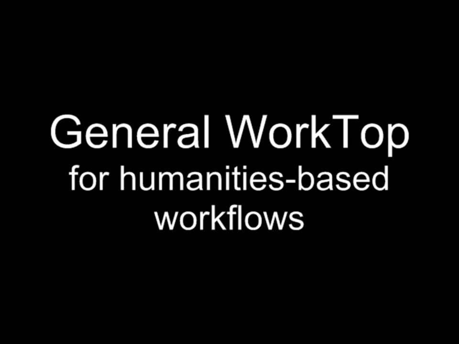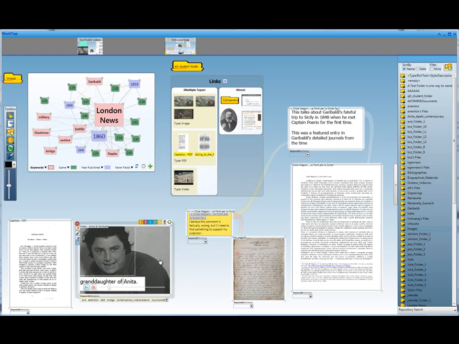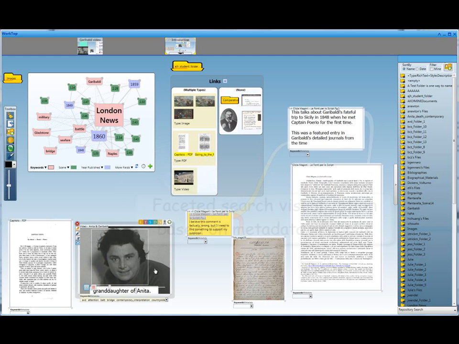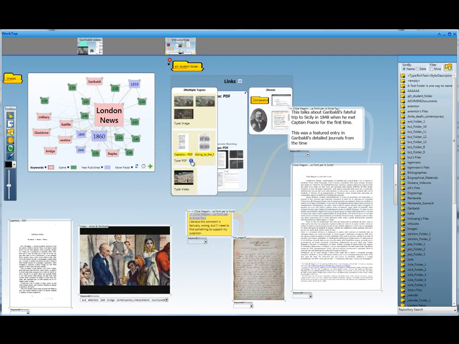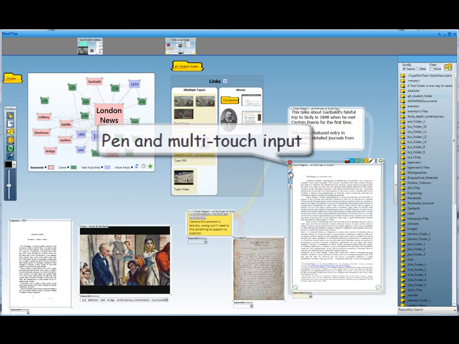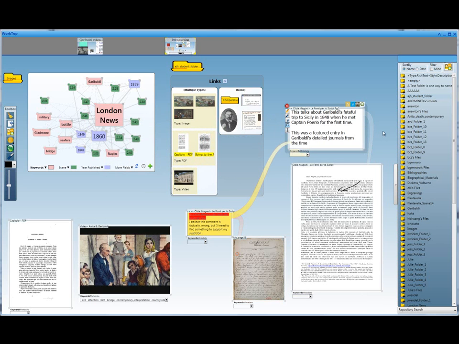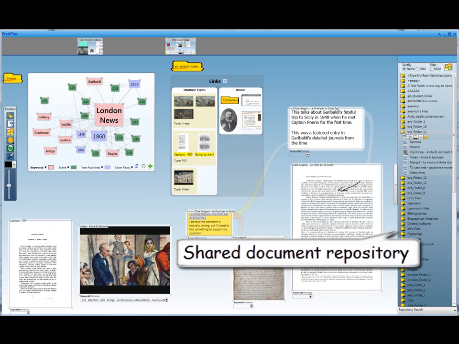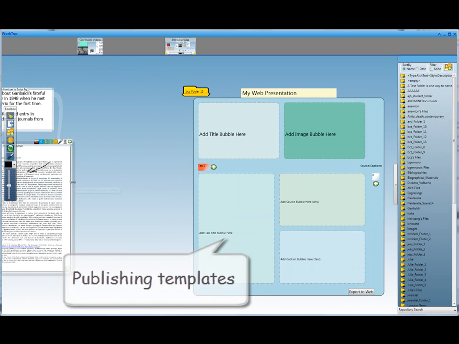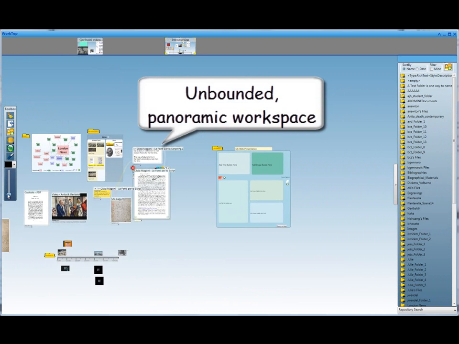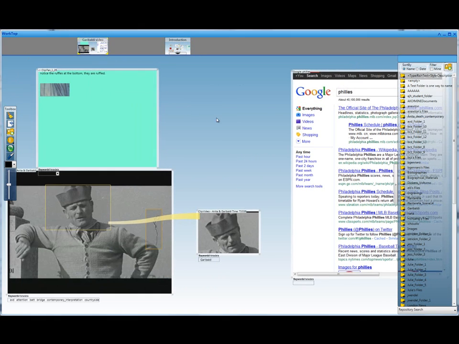The generic worktop consists of a synergistic tool suite, including a rich set of document viewers, faceted search visualizations based on metadata analysis, pen and multi-touch input, fine-grained bidirectional hyperlinks, a multi-user shared document repository, publishing templates for creating new documents, an unbounded workspace that facilitates visual reasoning through panoramic layouts, and a tool to capture and resume workspaces.